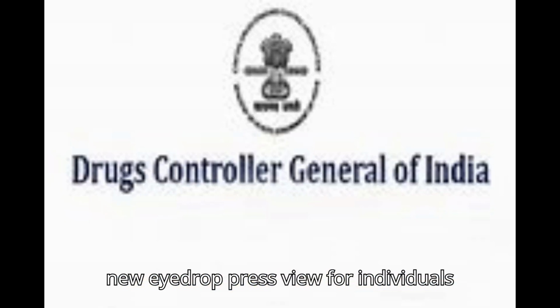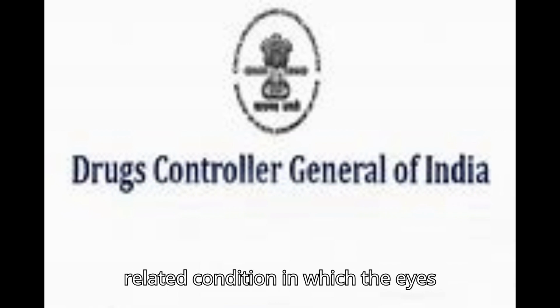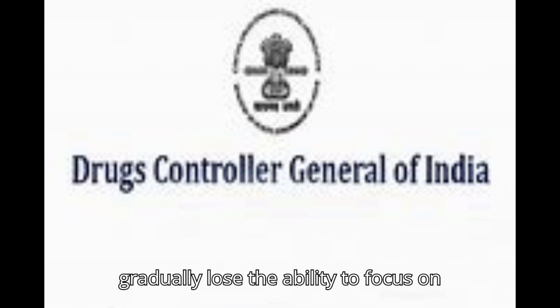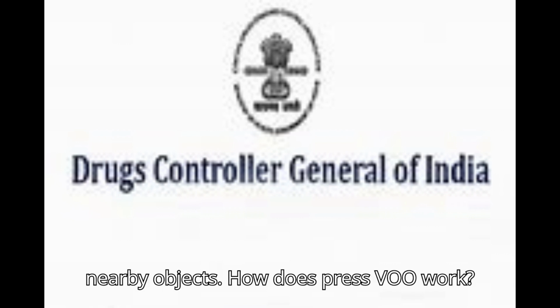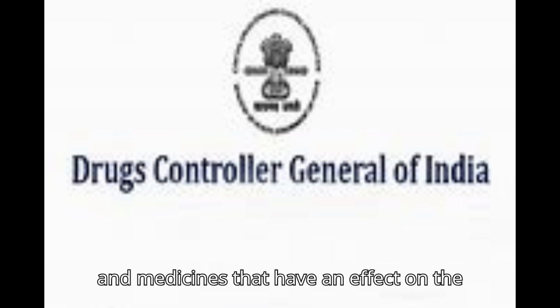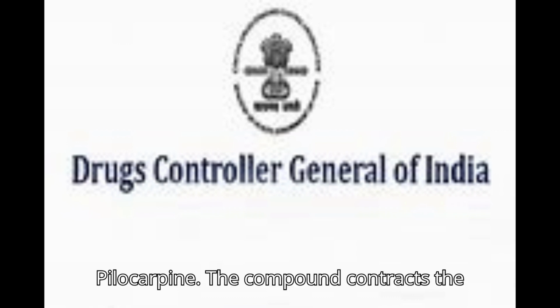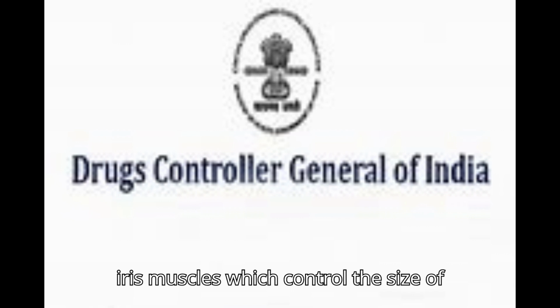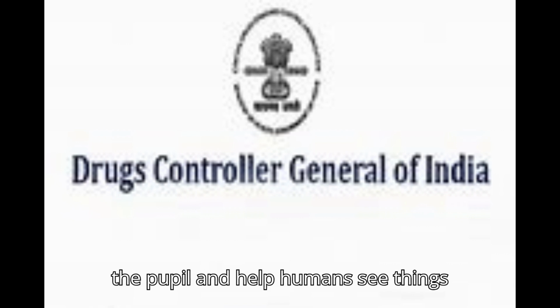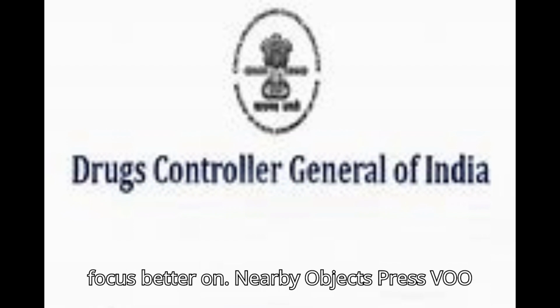DCGI has approved new eye drop Presvu for individuals affected by presbyopia. It is an age-related condition in which the eyes gradually lose the ability to focus on nearby objects. How does Presvu work? The active ingredient, the chemical compound in medicines that has an effect on the body, in Presvu is pilocarpine. The compound contracts the iris muscles, which control the size of the pupil and help humans see things clearly, thereby enabling one's eyes to focus better on nearby objects.